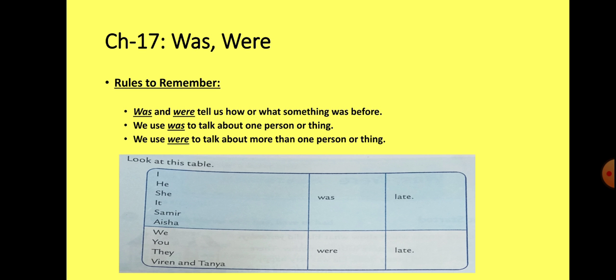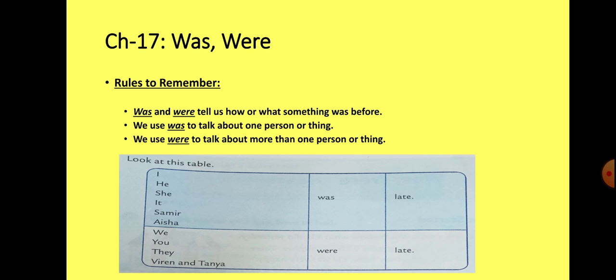So was and were tell us how or what something was before. We use was to talk about one person or thing. We use were to talk about more than one person or thing. Now look at this table, you will understand it better. I was late. He was late. She was late. It was late. Samir was late. Aisha was late. Now in the first row, we see all the subjects are singular. So that's why we are using was with it.